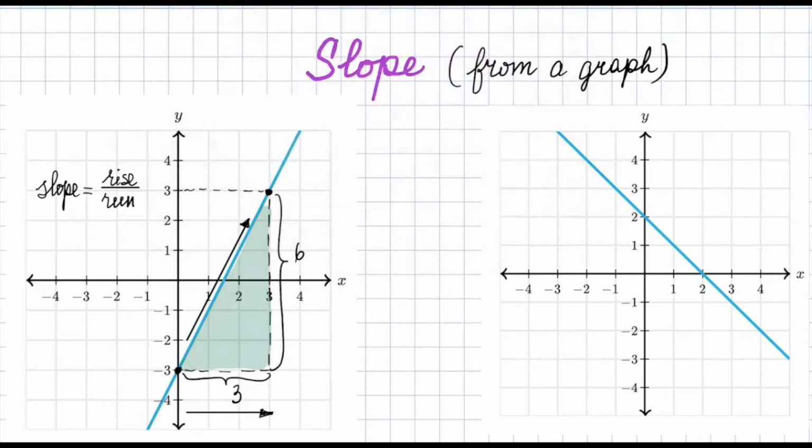And now all we need to do is just figure out what the slope is. Now the symbol for slope is m, and then we just take our rise, which was 6, and we divide it by run, which was 3, and that gives us 2. So the slope for this line is 2.